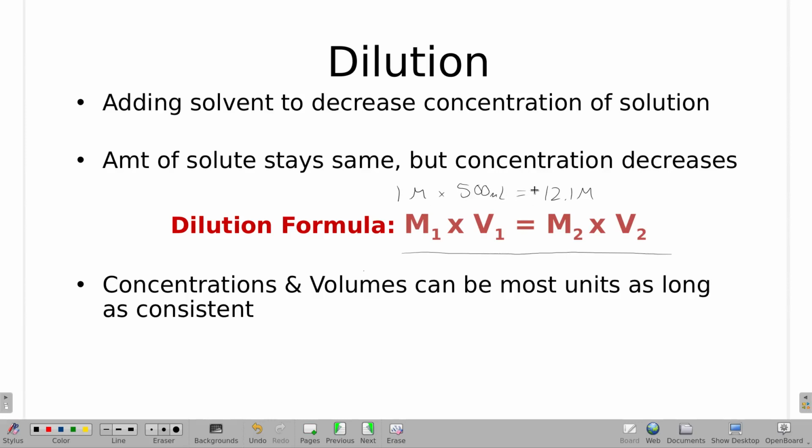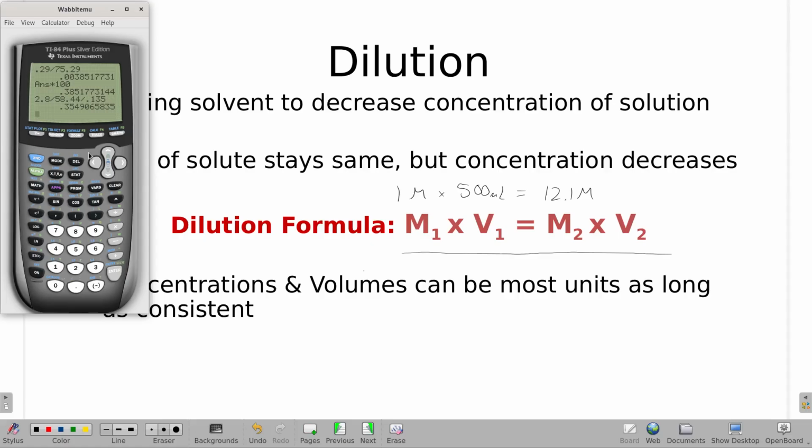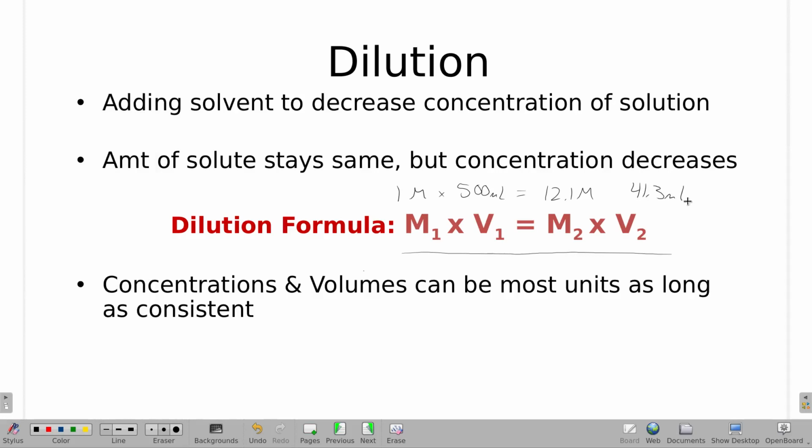Well, if that's the case, here's what I could do. I could take that 1 times 500 and then divide that by 12.1. What that just told me is that I need 41.3 milliliters of that stock solution. So I need a very small amount. I'm going to put it in a volumetric flask like we just had on that previous page, a 500 milliliter volumetric flask, and then fill it up to 500 with just water.